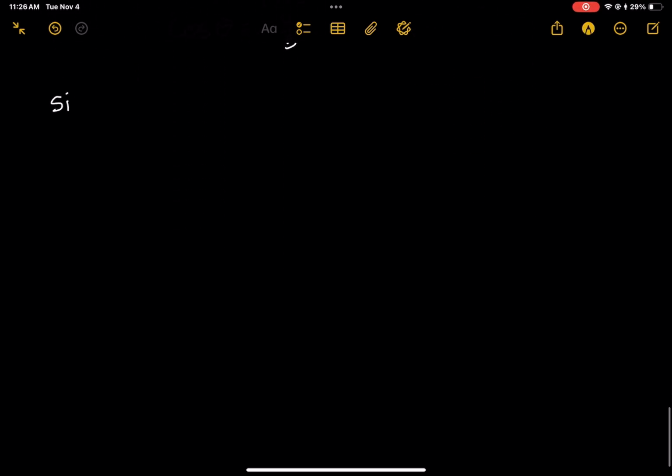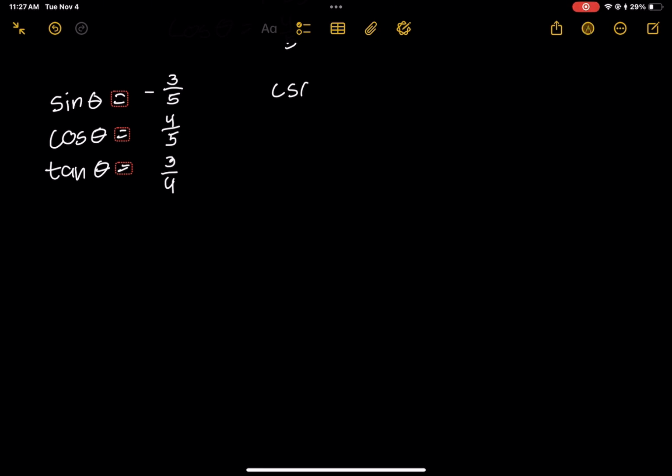Next, we can now find their reciprocal values because we have the value of sine, cosine, and tangent. We can now find cosecant, secant, and cotangent. So let us first write the values. The reciprocal of sine is cosecant, and the value of cosecant is negative 5 over 3. The value of secant, which is the reciprocal of cosine, is 5 over 4, and cotangent is negative 4 over 3.